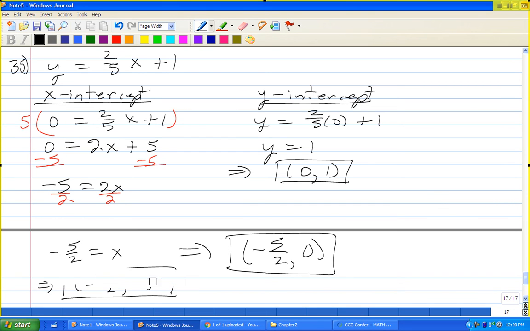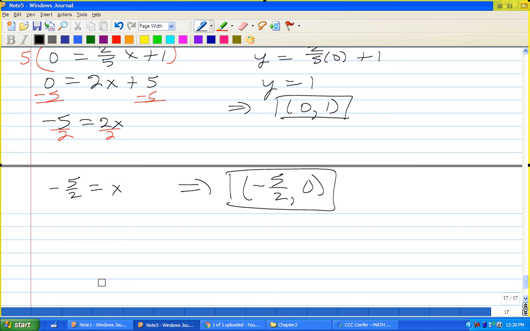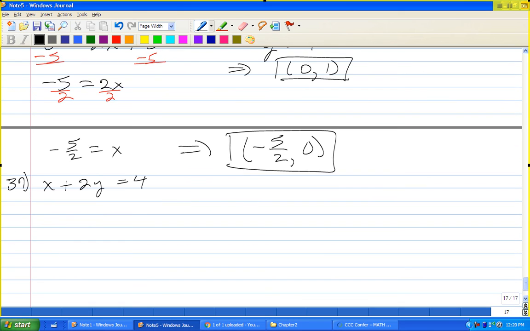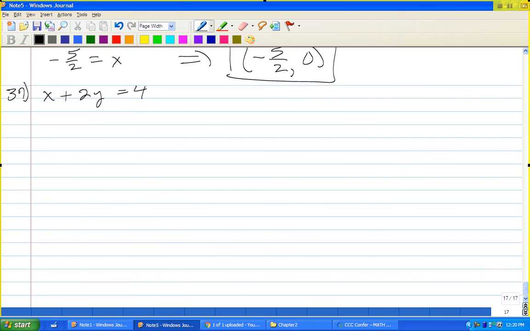Let me do problem 37. In exercises 37 through 60, graph the linear equation. Use intercept whenever convenient. Okay, so I want to sketch the graph of x plus 2y equals 4. So let's complete a table of values.